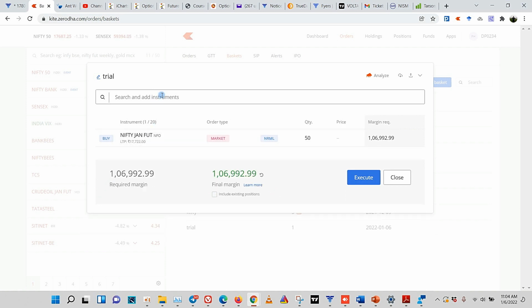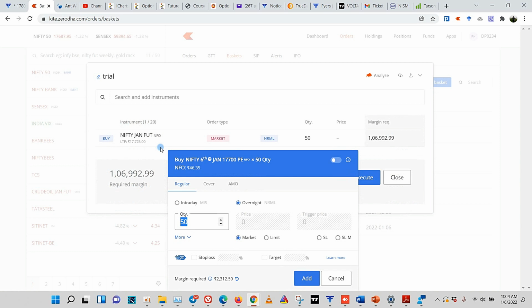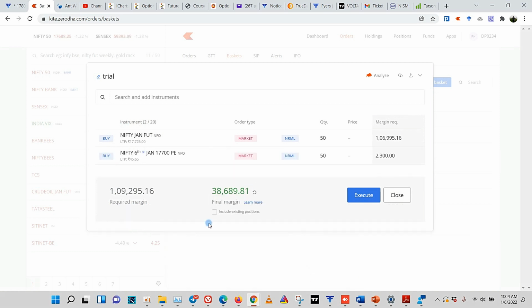Suppose if we hedge with weekly option, what will happen? We are buying 17,700 put at market, and here margin requirement is just 38,000. Why is it so? Here we can see that margin requirement is just around 39,000 rupees.